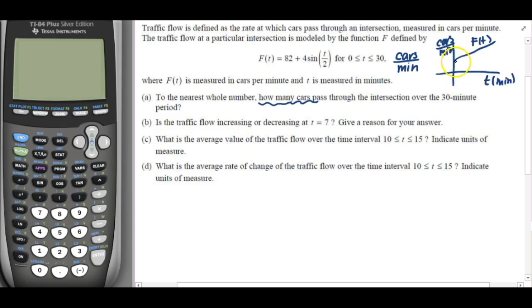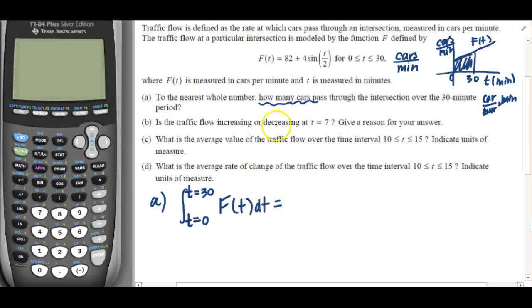So finding the area under the curve during the first 30 minutes, from 0 to 30, the area is going to be the units of the base times the units of the height. So cars per minute times minutes, well, the units that are going to cancel are minutes, and my answer will be in cars. So understanding the units is really going to help us evaluate this first part of the problem. So part A, I'm going to have to set up the integral from t equals 0 to t equals 30. I wanted to know how many cars pass through over the 30-minute period. So starting at time 0, ending at time 30, of the function f of t dt.